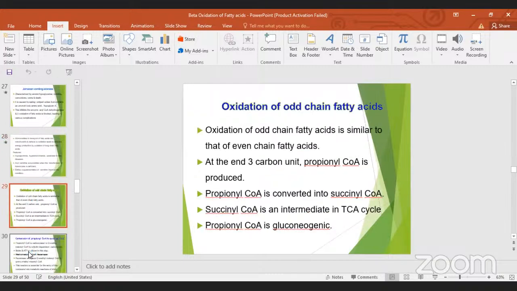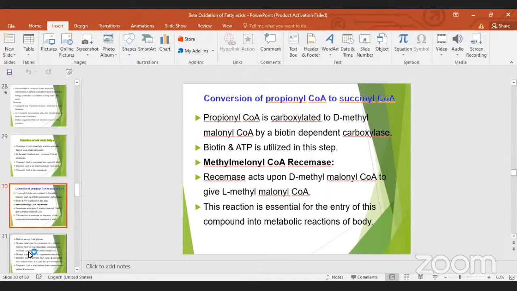What is the oxidation of odd chain fatty acid? Odd chain fatty acids are oxidized similarly to even chain fatty acids. At the 3 carbon unit, propionyl-CoA is produced. Propionyl-CoA is converted into succinyl-CoA. Succinyl-CoA is an intermediate in the TCA cycle, the Krebs cycle.